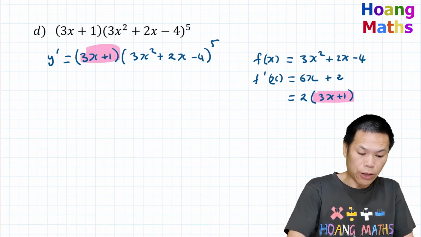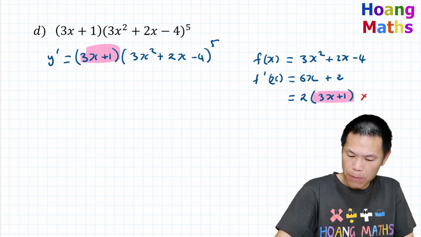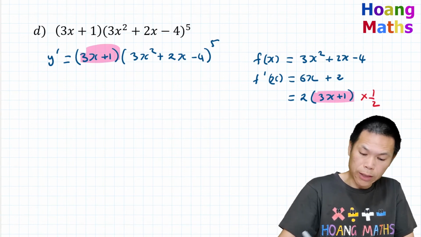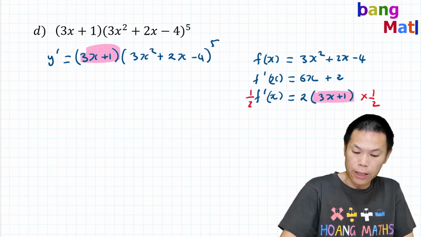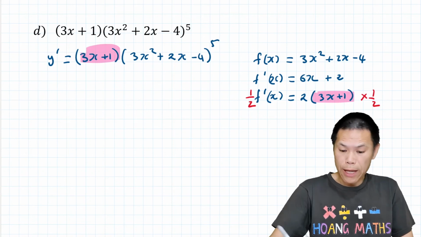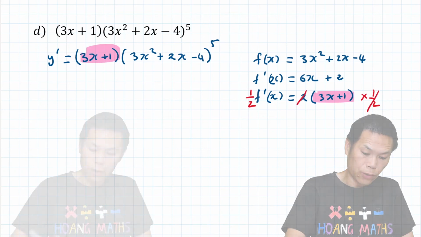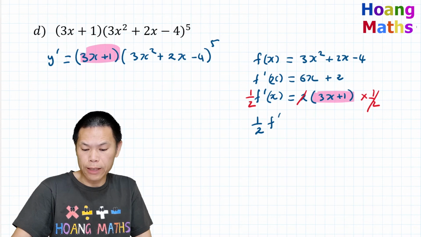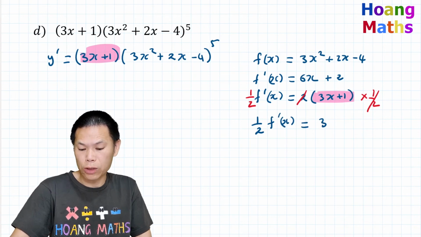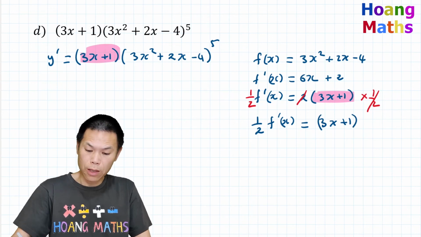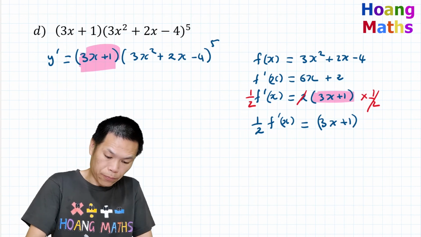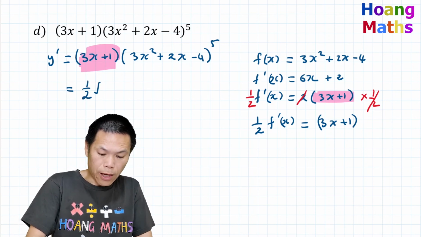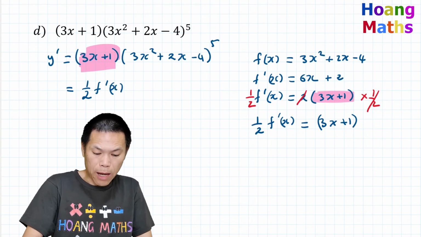So now this one here is the same as this. So what I do, if I times a half on both sides, so I times a half here, and of course, let me write this down. This is f'(x), okay? And we need to do the same thing on this side here, so times a half. So what happened now is this, you can cancel out. So a half f'(x) is exactly the same as 3x plus 1. So this is half of f'(x). Let me write it down: a half of f'(x), and times by [f(x)]^5.